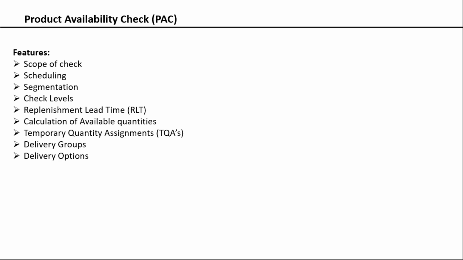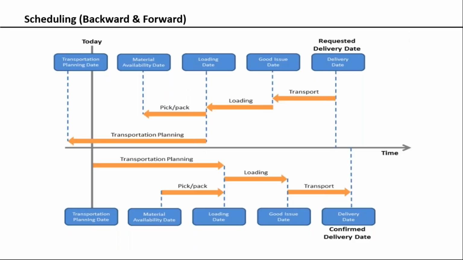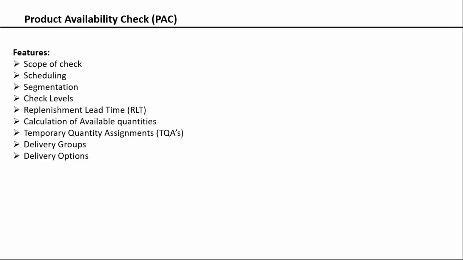I think we have separate transactions. I think we can discuss that also. So let's move on then. I think we have fixed everything. Scheduling will be discussed in the next slide. And segmentation, I'm not going to cover as part of this session, as part of the product availability check, because we are going to cover it as a separate topic.